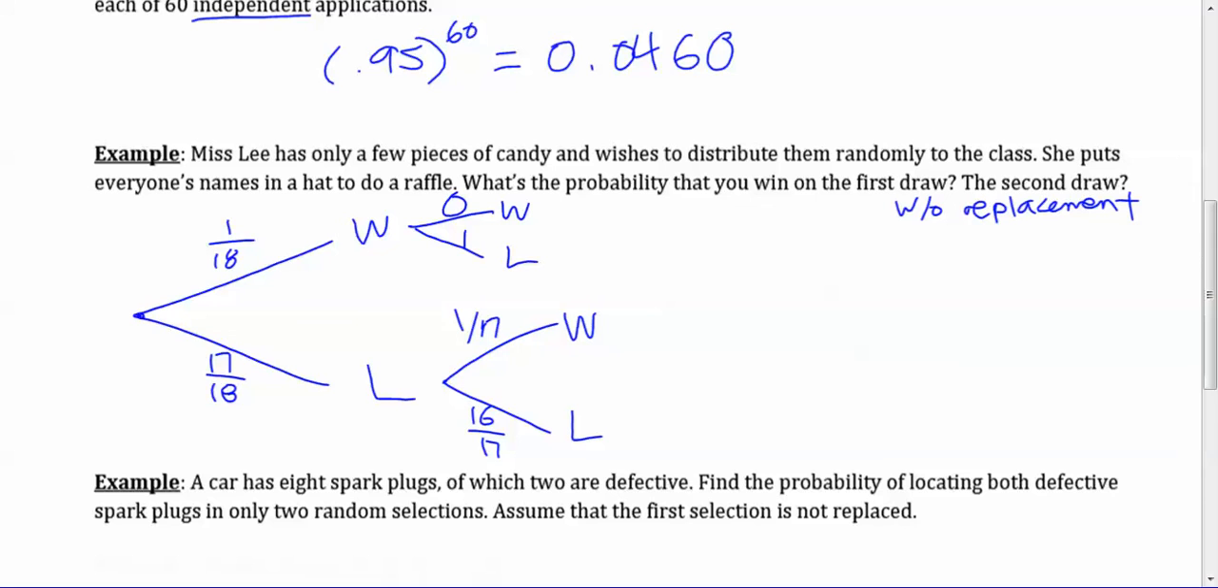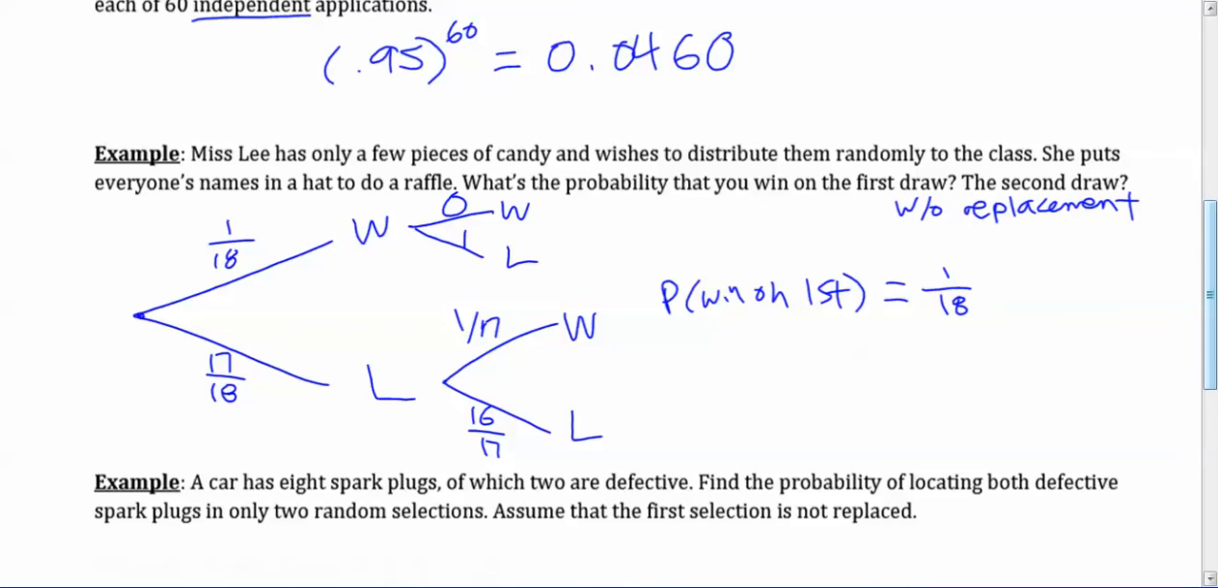So to answer the actual questions, what's the probability you win on the first draw? Well, that's going to be pretty simple because the probability you win on the first draw is just that first branch on there, which is going to be 1 out of 18. So the probability you win on the first draw is just 1 out of 18.